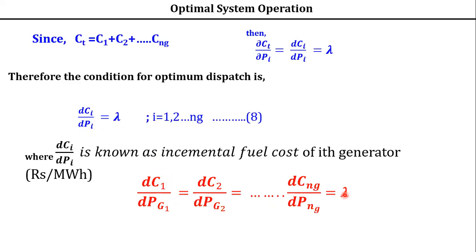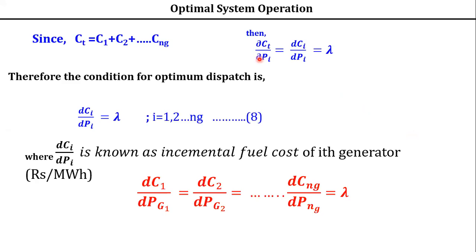Hope you understood this till this point. Any doubts till this point? Okay. Hope you don't have any doubts. So, the condition for optimal dispatch: what is the objective function? What is the constraint? The type of constraint we have considered is only the equality constraint.